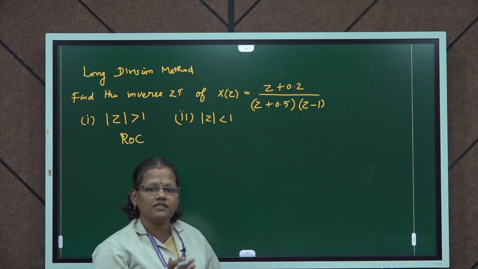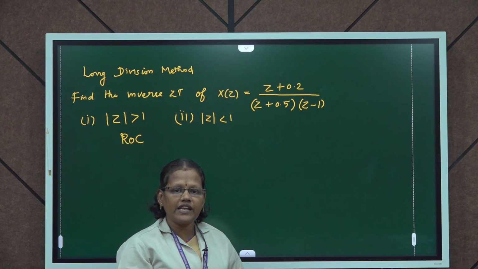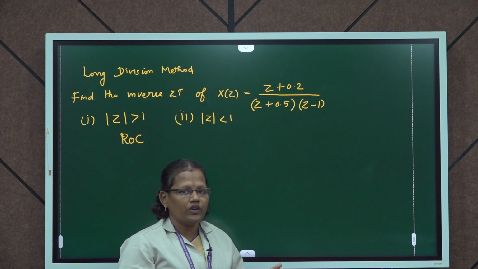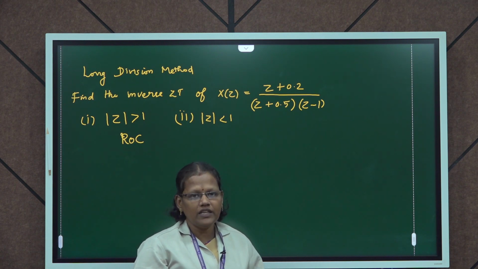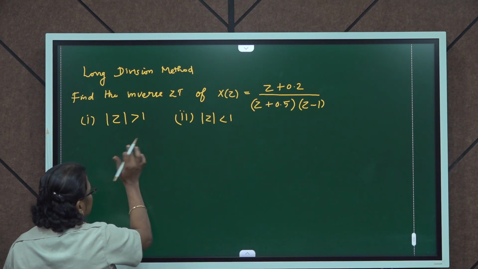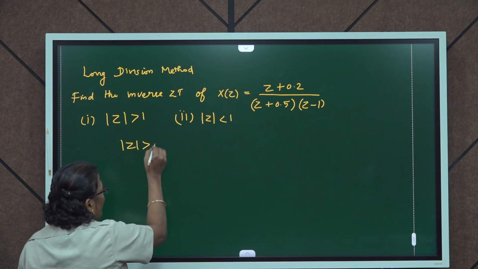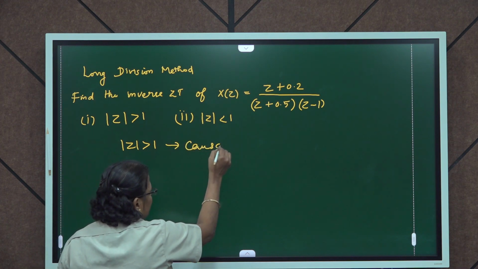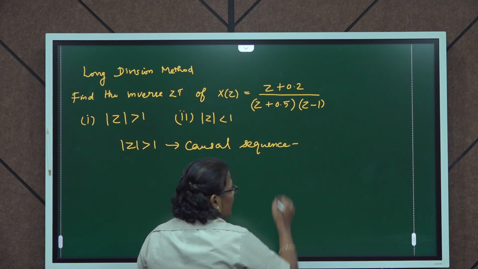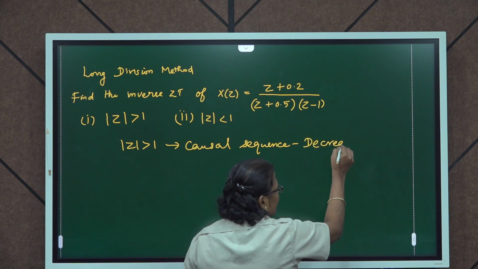Causal sequence means the sequence is having values only on the right hand side, the positive side, and if it is an anti-causal sequence, it is having values only on the left hand side, that means the negative side. Okay. So, for both cases we are going to find the inverse Z transform. First we take the first one, which is mod z greater than 1. Mod z greater than 1 is for causal sequence. So, for causal sequence, the power of z has to be taken in terms of decreasing power of z.